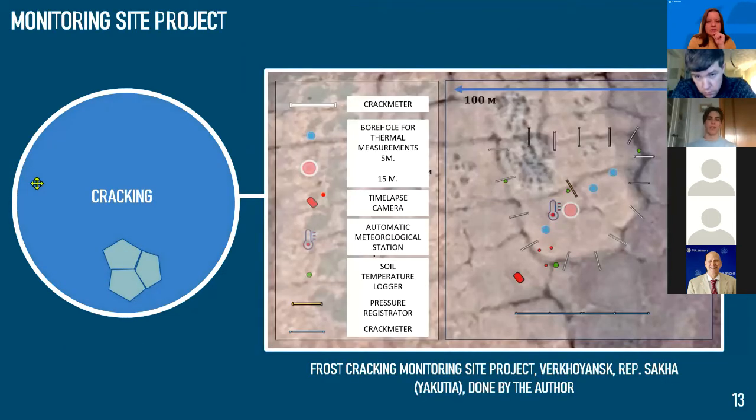And afterwards, using the experience of G. Ross Mackay, who did fantastic work in Canada, and the modern experience of UNIS, I created a monitoring site project for this process, with a series of boreholes, with the thermal profile, with a time-lapse camera for the snow monitoring, with the automatic meteorological station and a bunch of soil temperature loggers, and most importantly, pressure registrators and crack meters, like in the original Mackay's work.